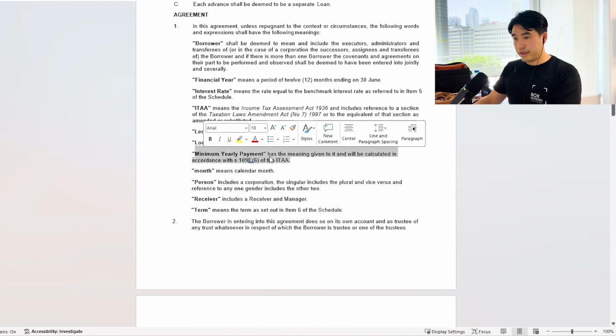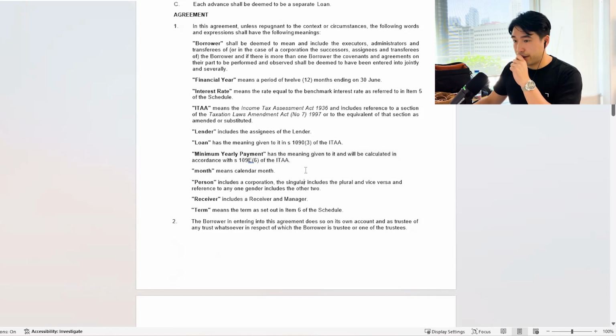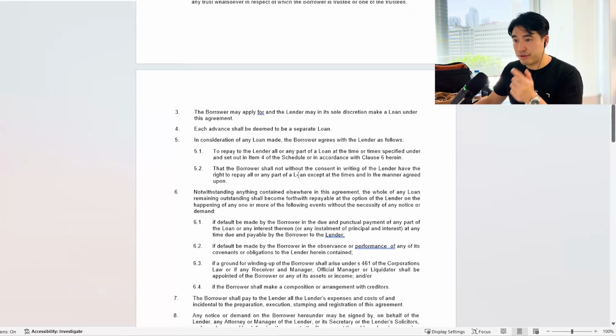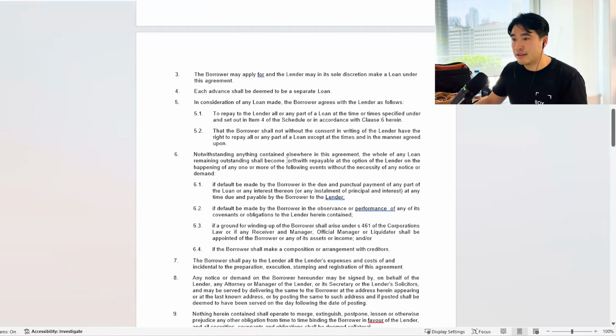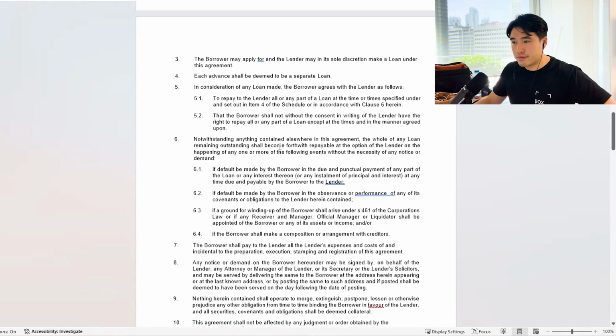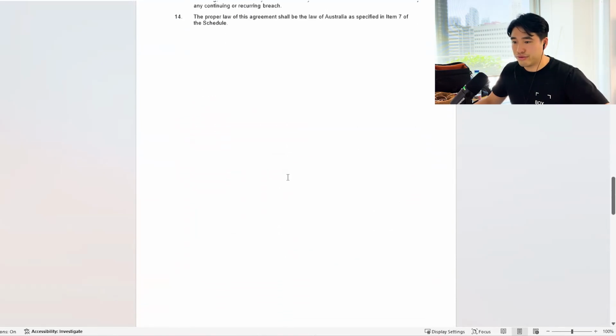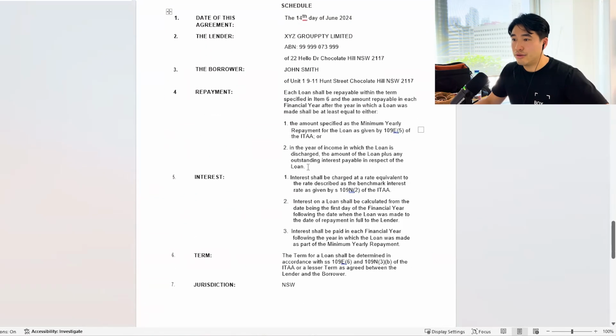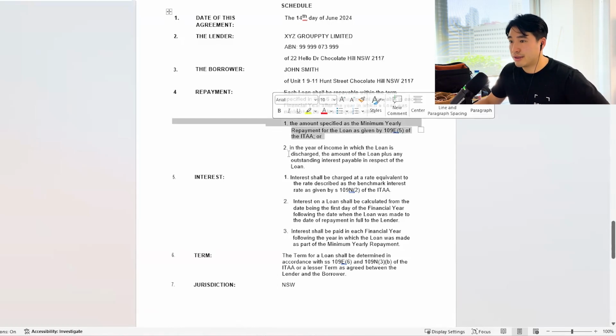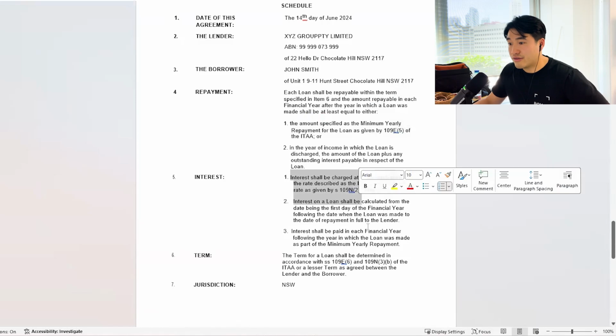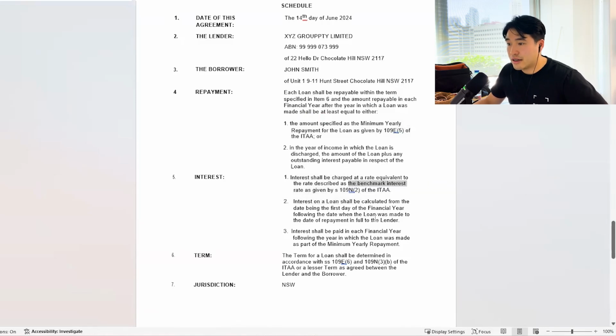The rule with the ATO is that there need to be minimum yearly repayments. That's the important part. You actually need to make a payment on this loan for it to be a loan. There are all the rules about defaults and things like that, but the main thing you need to know is that there need to be repayments, and the minimum repayments are specified by the ATO. The ATO actually has a calculator for you to work out what the minimum repayments are. There's also interest that you have to calculate, and the interest is set by the ATO as well.